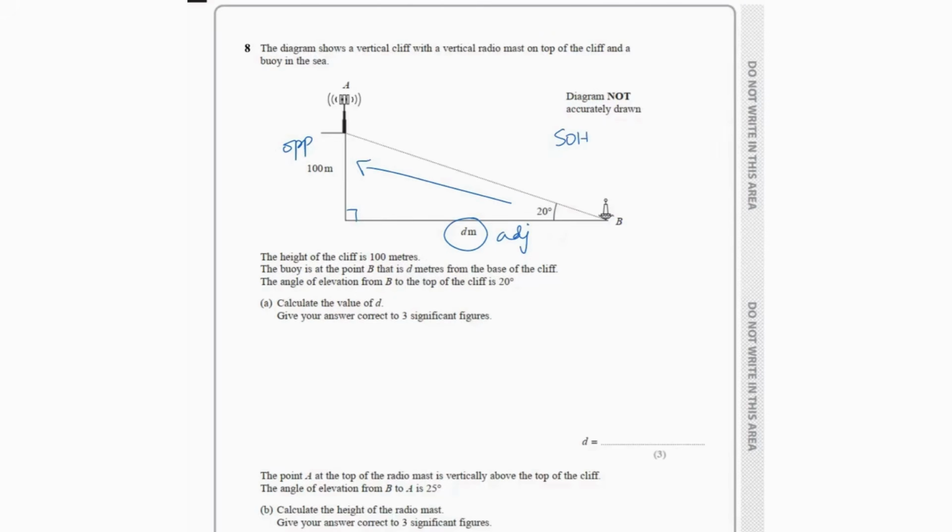So if we write Sohcahtoa, opposite and adjacent both come in tangent. Tangent equals opposite over adjacent. So tan of 20 equals 100 divided by D. So D is going to be 100 divided by tan 20, which equals 274.74. They want the answer correct to 3 significant figures, so 275 meters. That is the value of D.